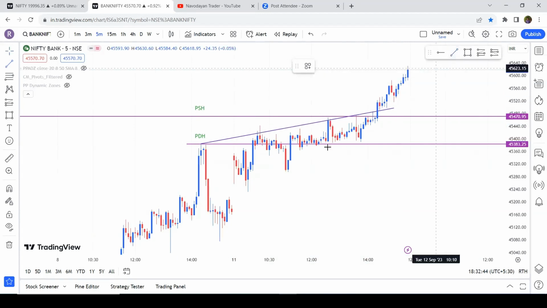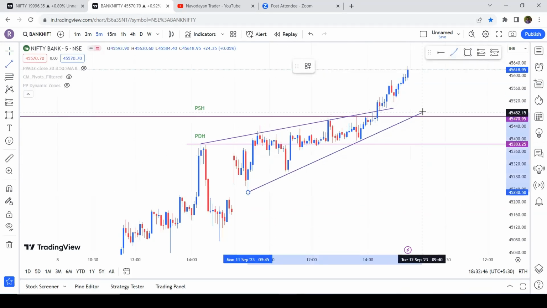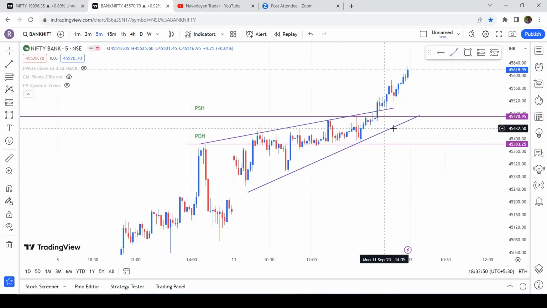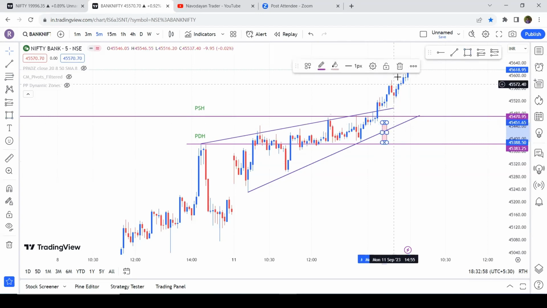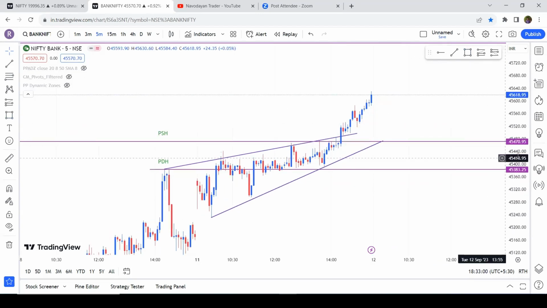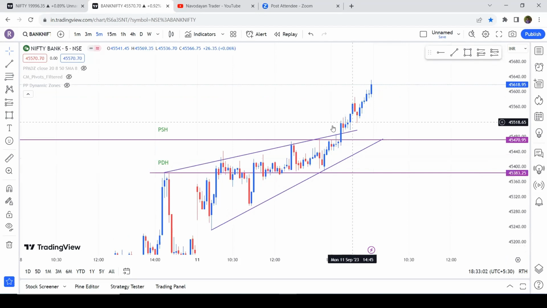This is called a rising wedge. Usually the rising wedge gives breakdowns, so this is where the price is expected to move. That's where the bears could enter at this point in time and give a huge bearish momentum. But sometimes the rising wedge can also give breakouts above the resistance line.